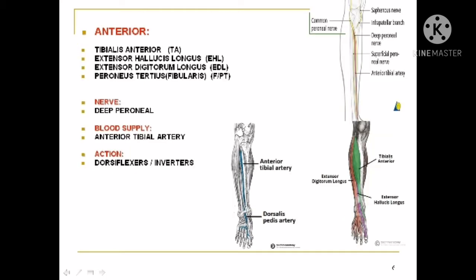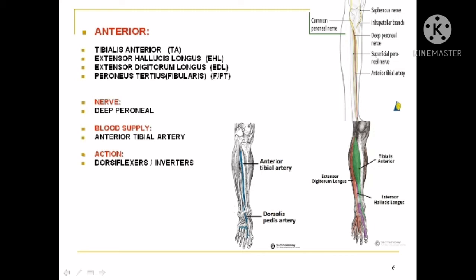Now the anterior compartment. The muscles of the anterior compartment are the tibialis anterior, extensor hallucis longus. Hallucis means hallux. It means the great toe. The extensor digitorum longus. Digitorum means the muscle which sends its tendons to the digits. And the peroneus tertius or the fibularis tertius muscle.